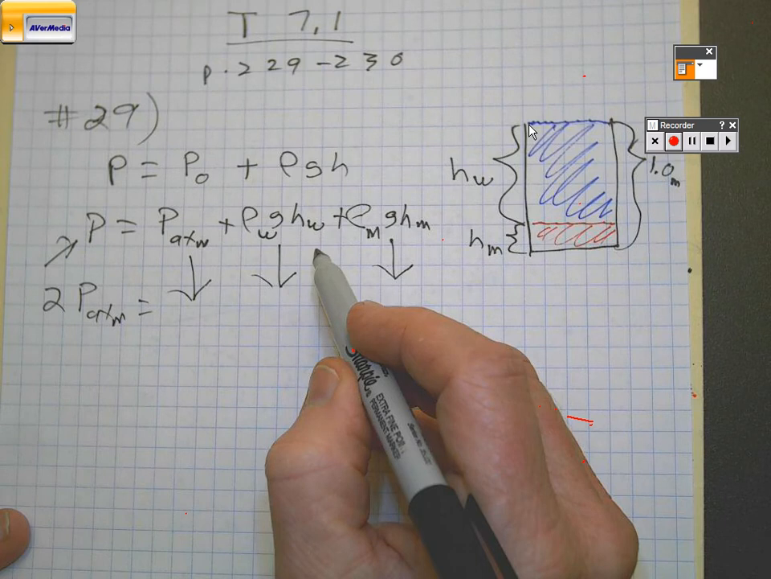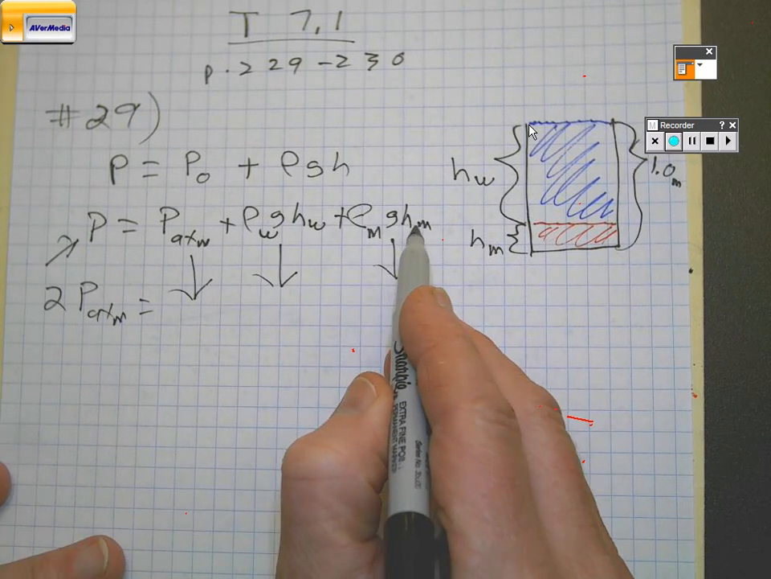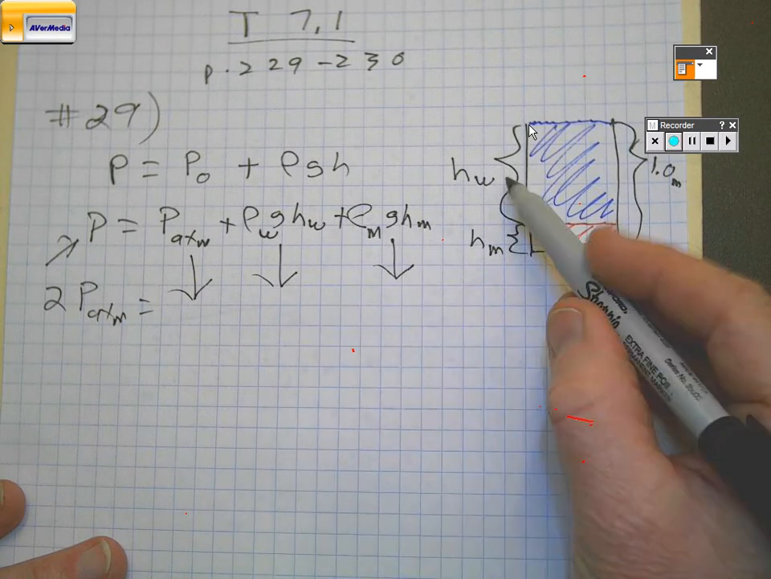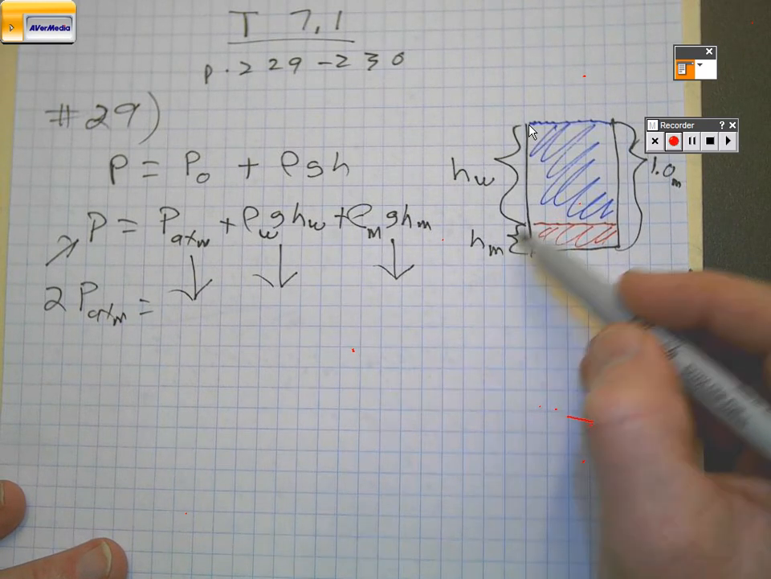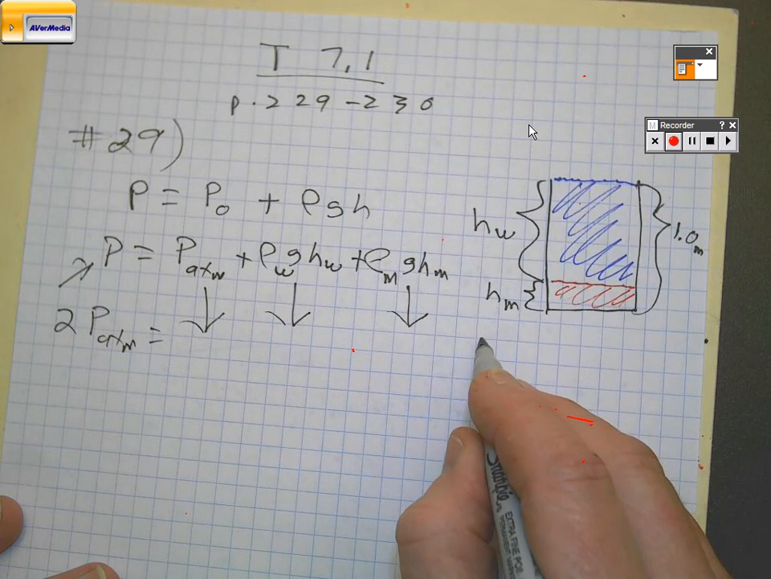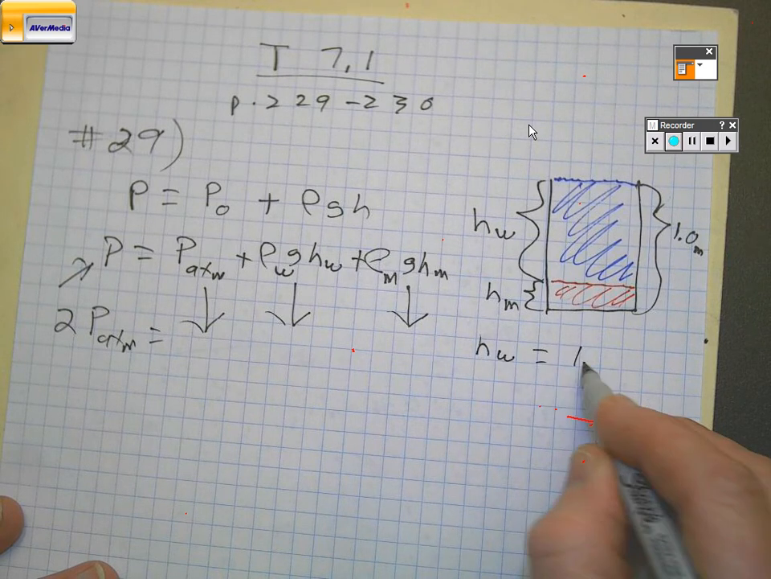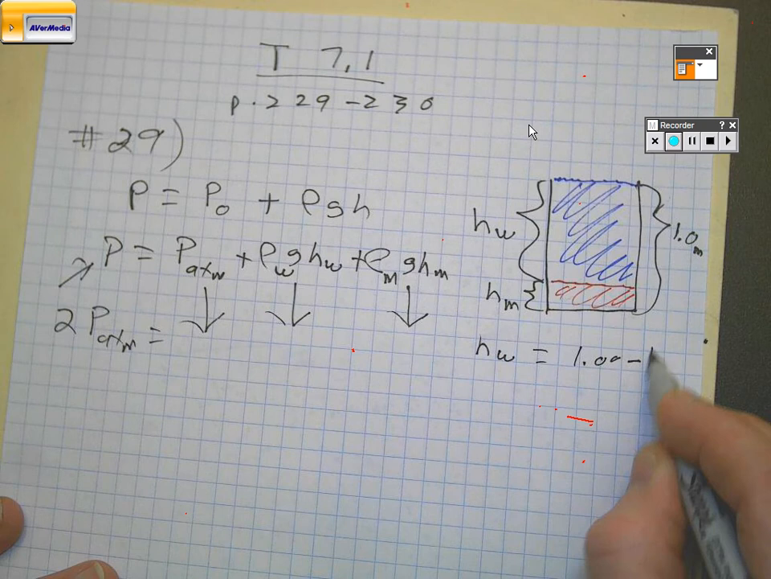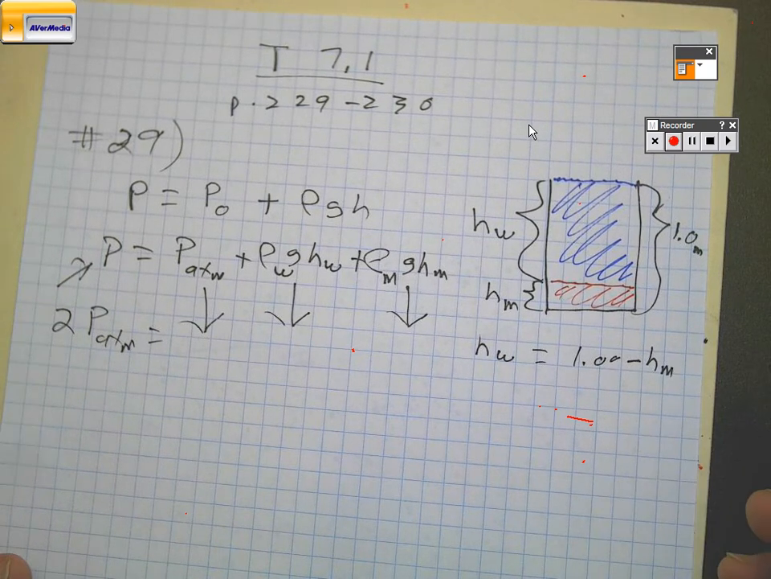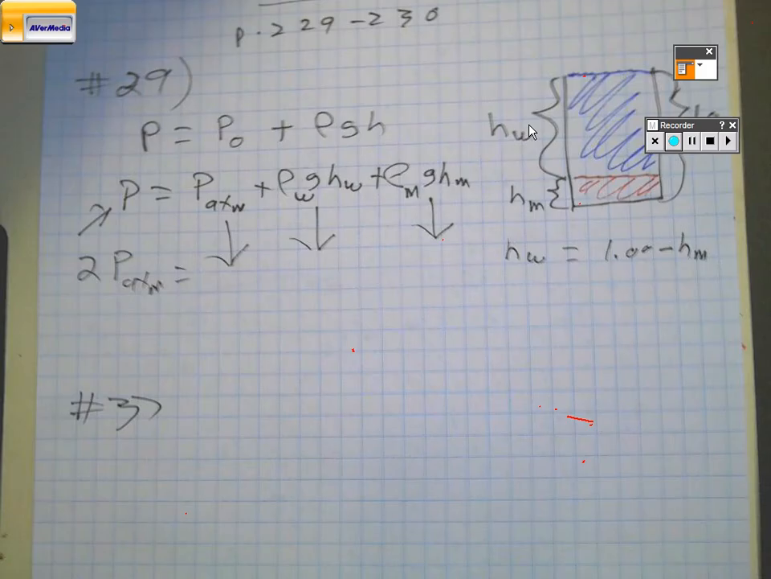And one thing that will be helpful is we have two unknowns here. However, why not write this as one unknown? If we know that the water and the mercury height add up to 1 meter, can't we simply write something like, instead of writing the height of the water, why don't we call that 1.0 minus the height of the mercury? And then we should be able to solve that nicely if you continue. Now, let's look at number 37 on the next page.